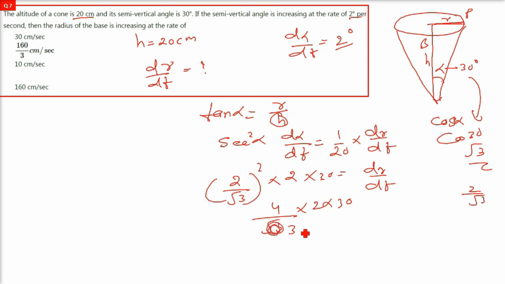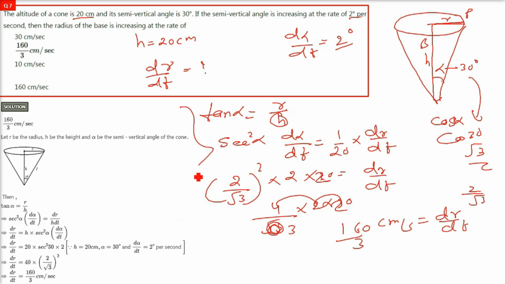The main thing is that h, which is 20, has to be kept as 20 in this case. Then we have to use the trigonometric identity which I used. Tan alpha is r by h, because sometimes you may use sin alpha, cos alpha, but since r and h are given, I have specifically taken tan alpha. So 160 by 3 centimeter per second is your answer. Now let me give you a reference also. This is how you are going to make the diagram, and you have to write it.